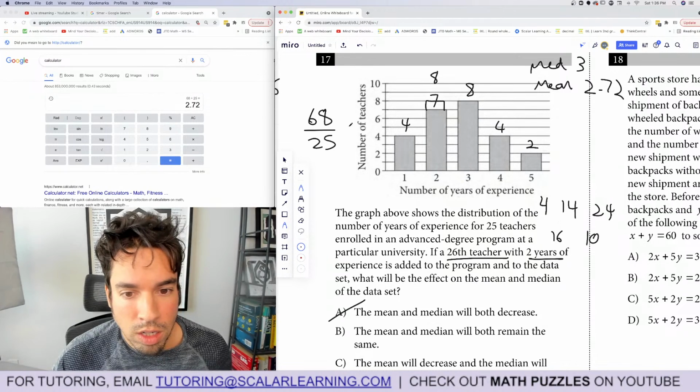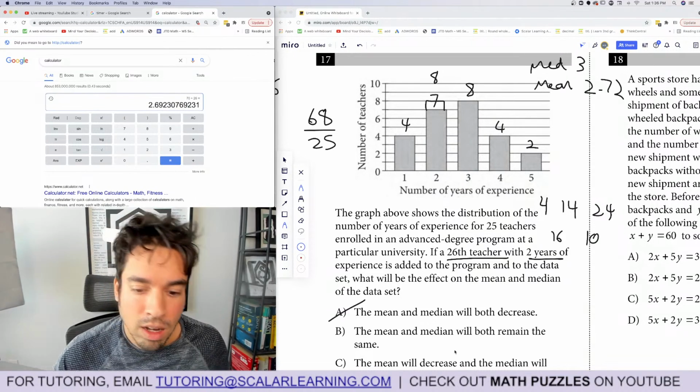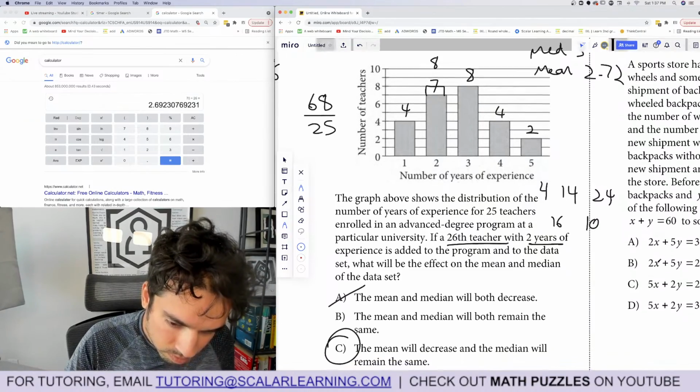And then for the new one, we would just add that 2. So now it's 70 divided by 26. So the new mean went down. So the mean will decrease, as we kind of thought. Okay.